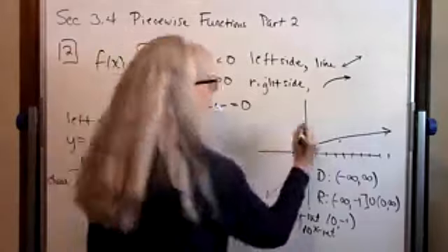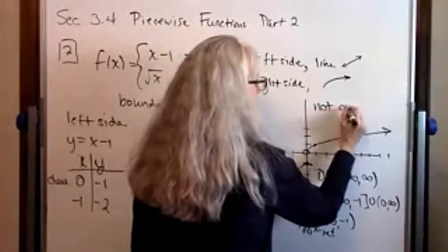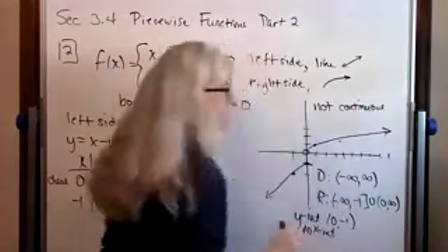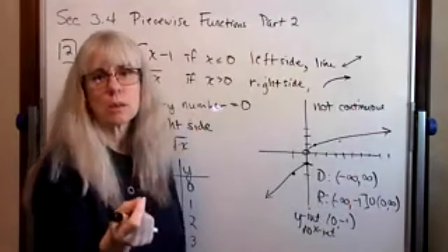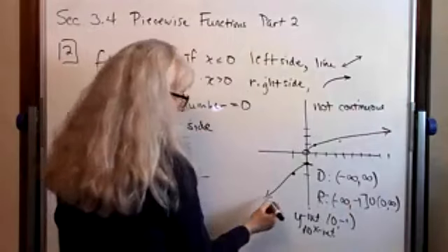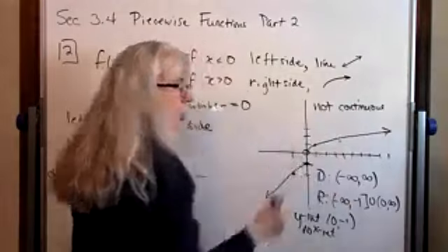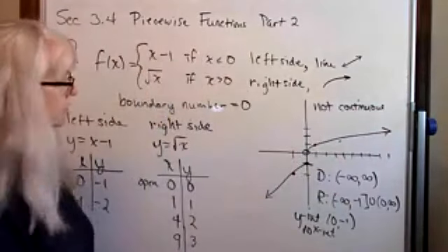This one is not continuous. And what does that mean? Well, continuous means that you can trace it without lifting your pencil from left to right. If I were trying to trace this, I wouldn't be able to go from here to here without lifting off my marker. So it is not continuous. And there's your first piecewise function.